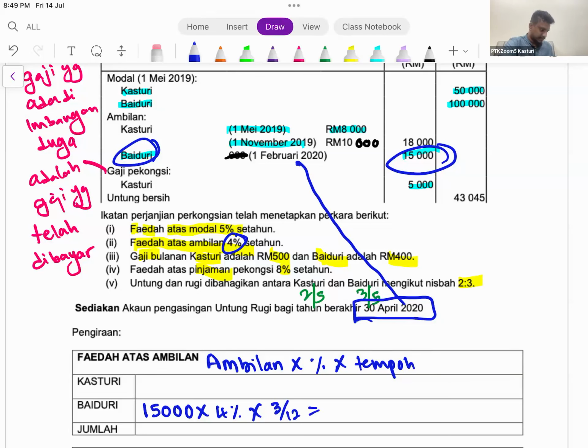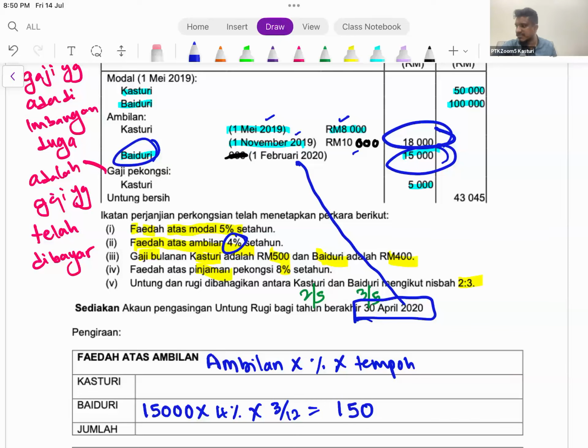15,000 times with 4% times with 3/12. Answer: 150. Tapi untuk Kasturi, right, ada 2 ambilan. Can I take the 18,000 and darab dengan 4%? Tak boleh. Sebab 8,000 you take on a different date, 10,000 you take on a different date.